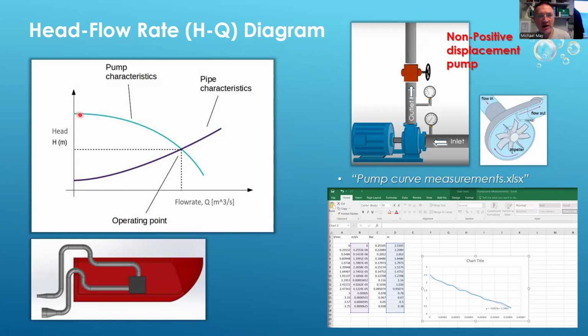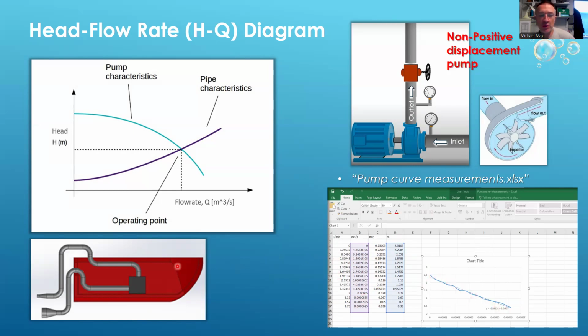And as you open that outlet valve, the flow rate starts to increase and the pressure starts to drop across the pump. If you get enough data points, you collect this curve that we call the pump characteristic curve, identifying the relationship between pressure in meters of pressure head against flow rate in meters cubed per second. So your pump is already being characterized for you. In the pump curve measurements Excel sheet, you've got the meters of pressure against meters cubed per second flow rate. You've also got those in other units, such as bar and liters per minute. And this is the plot here. So that's already been done.